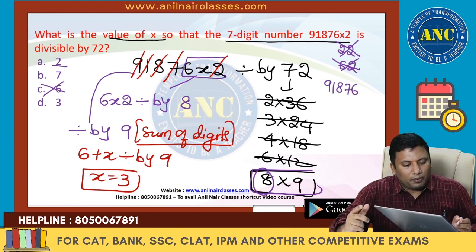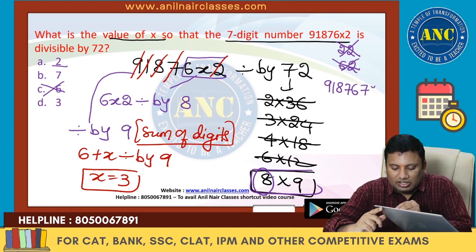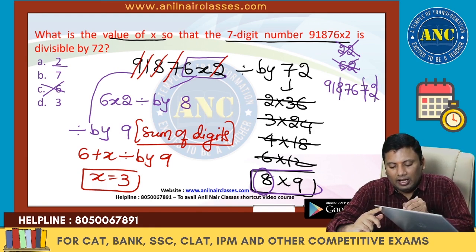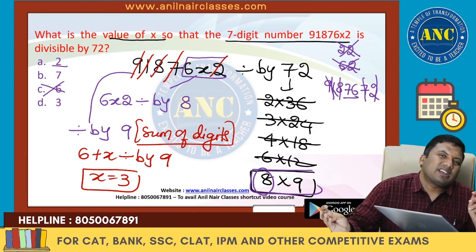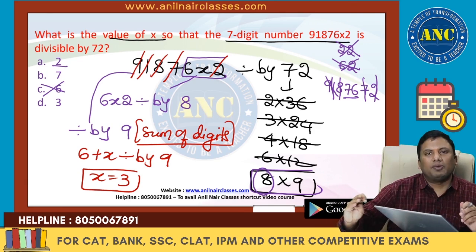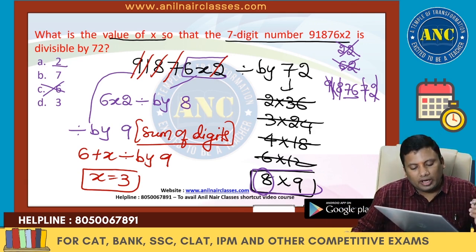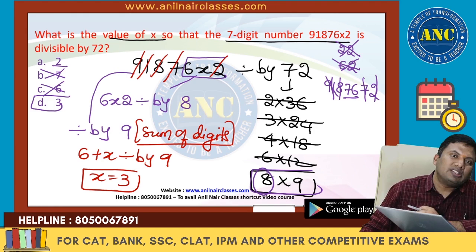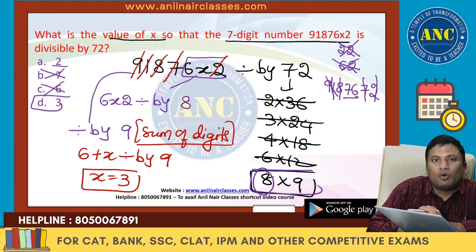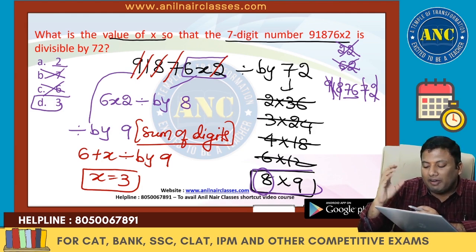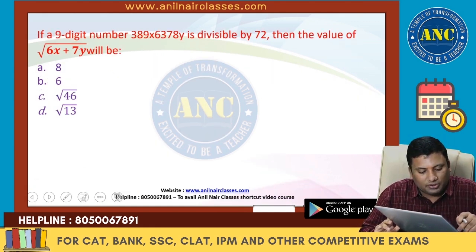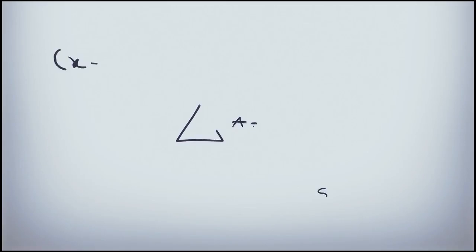91876. Suppose I take the second option, 72. Sum of the digits should be divisible by 9. 7 plus x, 13. 13 is not divisible by 9. So you can go by the answer options, without doing all this you can check it out. The only important thing here is that the divisibility rule for a composite number is writing the number as a product of two coprimes. Before writing 8 into 9, keep an eye on the answer options.